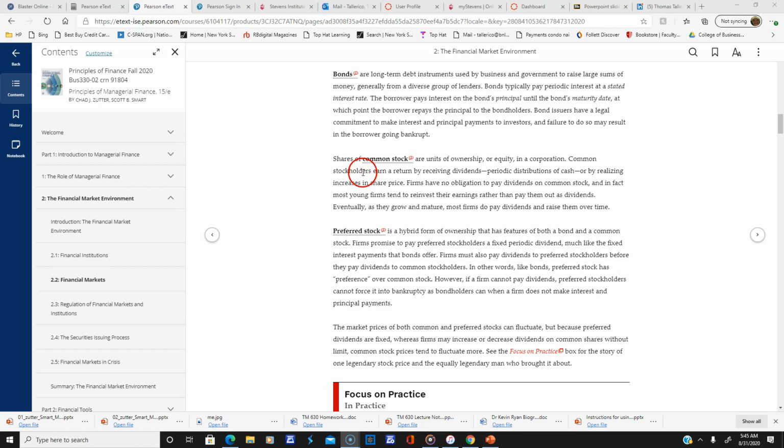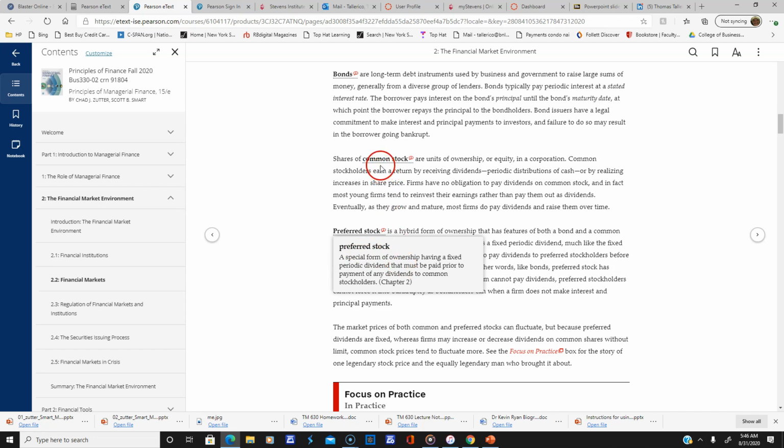Now you notice there's another term here called preferred stock, and preferred stock is basically a special form of stock, and the periodic dividend is fixed, okay? And basically, the word preferred means that any dividends on preferred stock must get paid prior to the common stock. So common stock is taking the most risk, okay? So preferred stock, again, is just what it says. It's kind of called a hybrid. You'll notice the word hybrid here. It has features of both a bond and a common stock.